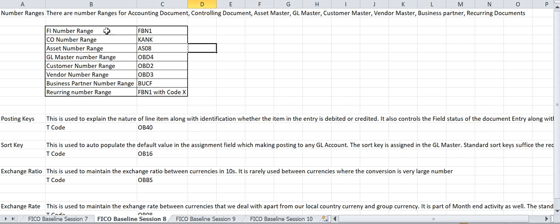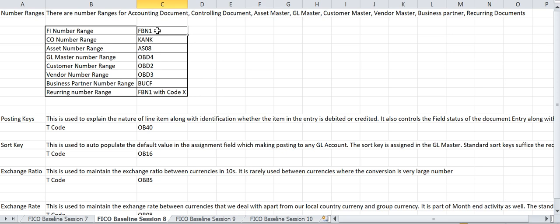Talking about the number range for accounting document. Every entry that we post in SAP is given a number code that is called the FI number range. The FI number range is created by the transaction code BN1T.